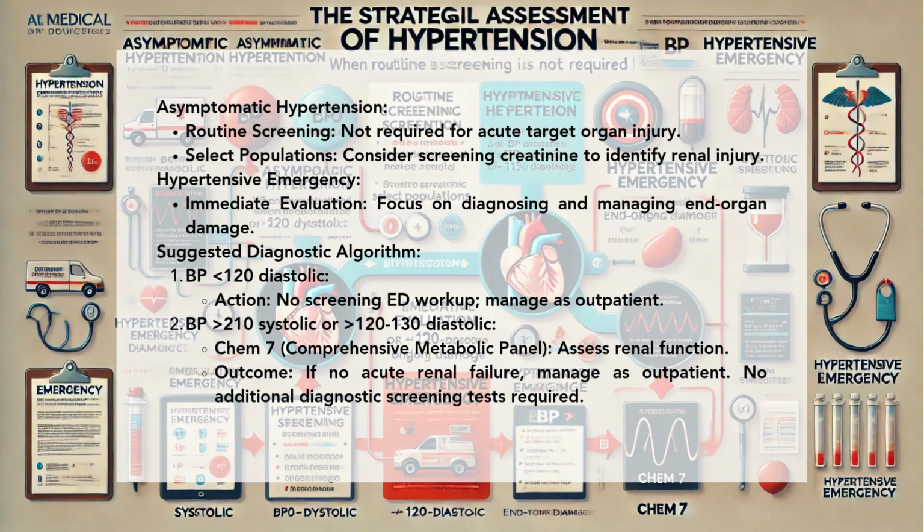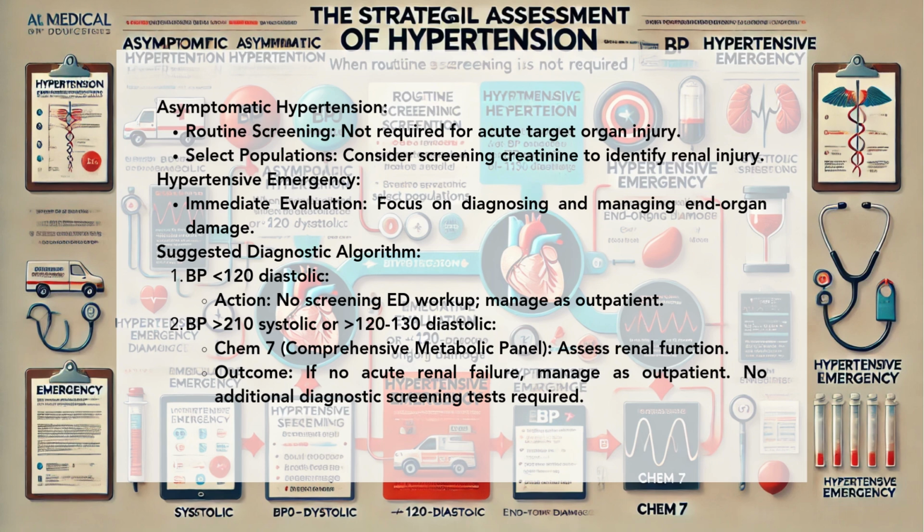Evaluation, strategic assessment. Asymptomatic hypertension: routine screening is not required for acute target organ injury. In select populations, consider screening creatinine to identify renal injury. Hypertensive emergency: immediate evaluation, focus on diagnosing and managing end organ damage.